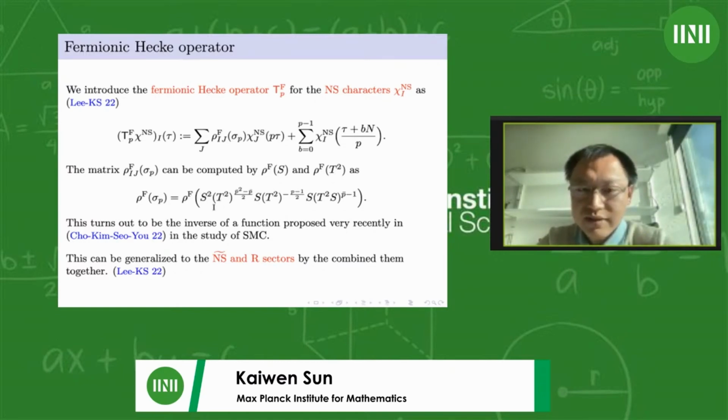Yeah, because in this NS sector, it only goes to itself under the T-squared generator of SL2Z. So this comes from the definition of gamma theta, a congruence subgroup of level 2. Interestingly, this combination turns out to be an invariant proposed very recently, just last year by some Korean colleagues in the study of super modular tensor categories. And we also can generalize this definition to the other sectors of fermionic rational CFT.